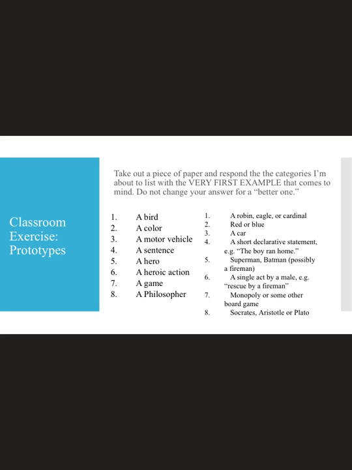Remember, back to memory and learning, priming. Number 4, a short declarative sentence like a boy ran home, a cat jumped high, whatever. Number 5, a hero: Superman, Batman, maybe a firefighter. A heroic action, right? Rescue by a fireman, something specific to that. Number 7, a game: Monopoly or some other board game, because we said game and not sport. Generally, that's where people's minds go. And then number 8 would be maybe a Socrates or Aristotle or Plato, right?